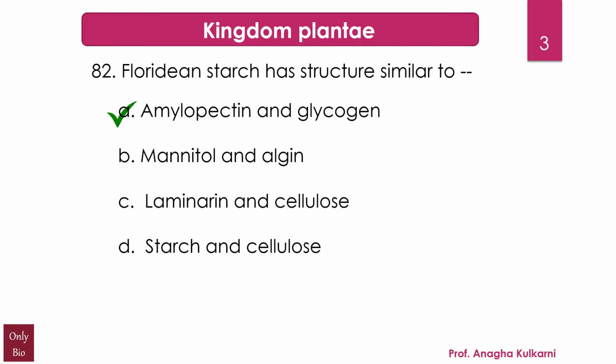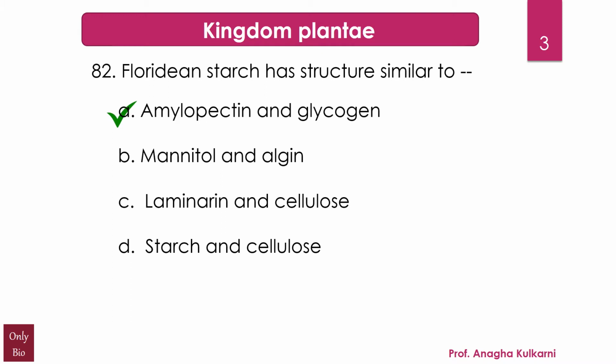Amylopectin and glycogen. Friends, remember Floridean starch is a type of storage glucan found in glaucophytes and in red algae, which are also known as rhodophytes. It is found in grains or granules in the cell cytoplasm and is composed of an alpha-linked glucose polymer with a degree of branching intermediate between amylopectin and glycogen. So this is the right answer here.